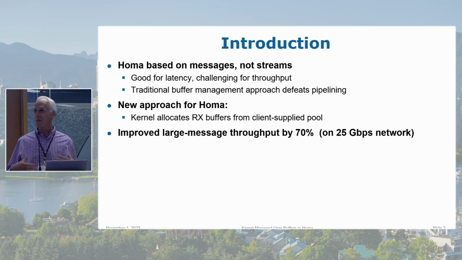It's kind of reminiscent of what we heard about with io_uring this morning, where the application provides a big chunk of memory to the kernel, and the kernel allocates user space buffers out of that. By doing that, we've been able to get pipelining that's as good as TCP's and increase the performance significantly, so that Homa throughput is now about the same as TCP's throughput.